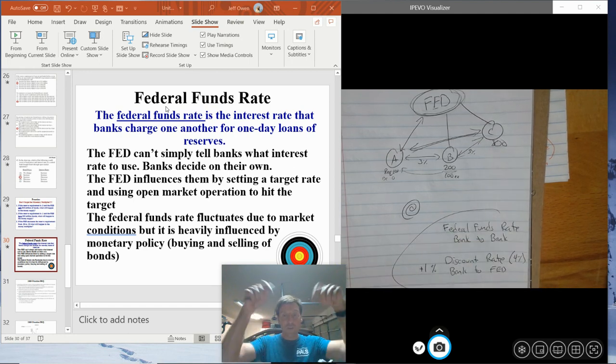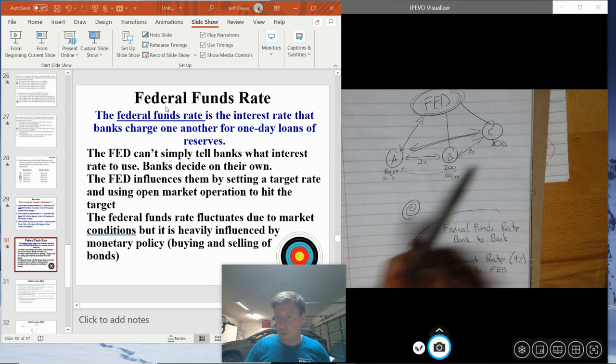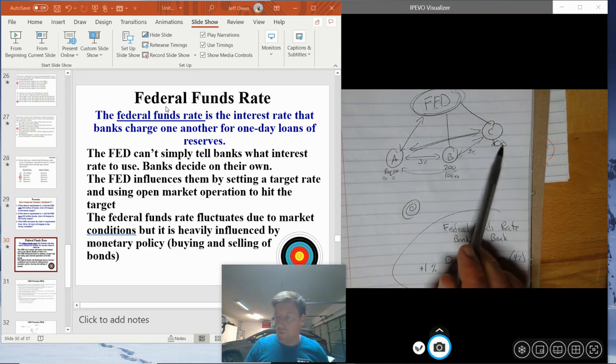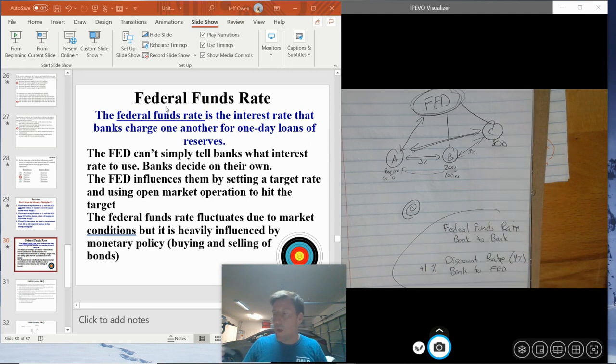To drop the price. So the Federal Reserve watches what these banks are charging each other, and by increasing the money supply, they have more excess reserves. To get rid of those excess reserves, they have to drop their federal funds rate. So that's where that comes from.